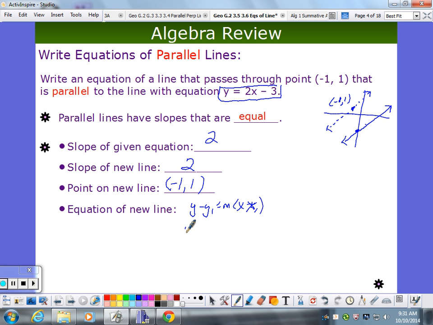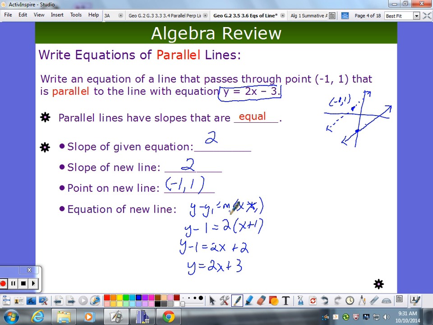Oops, that's 1. So y minus y1, that's 1, equals my slope of 2 times x minus -1. A minus minus is a plus. So y minus 1 equals 2x plus 2. Add 1 to both sides. y equals 2x plus 3.